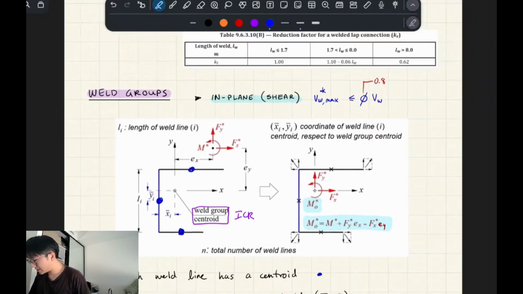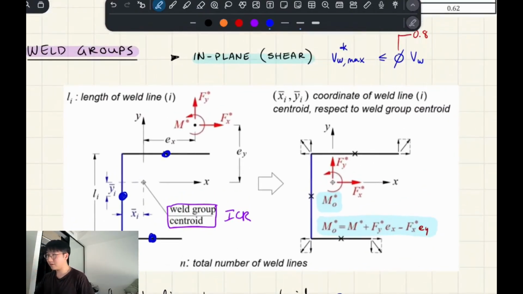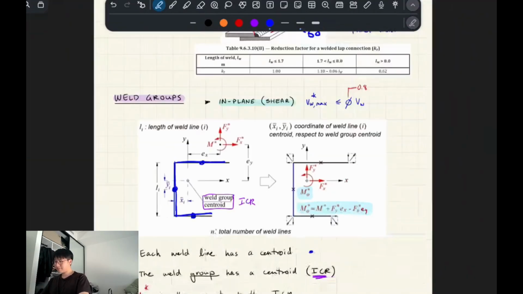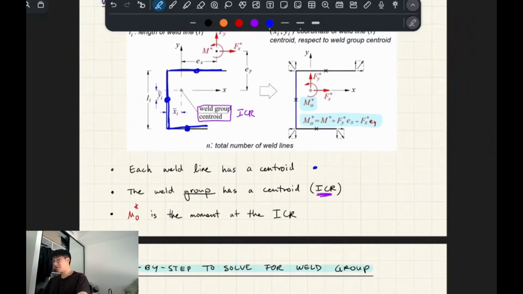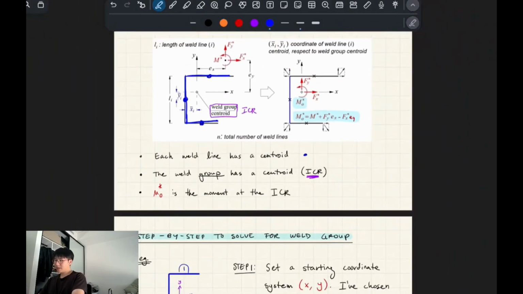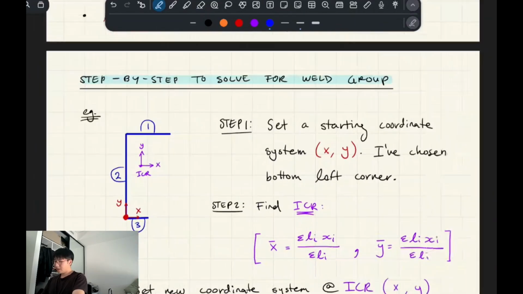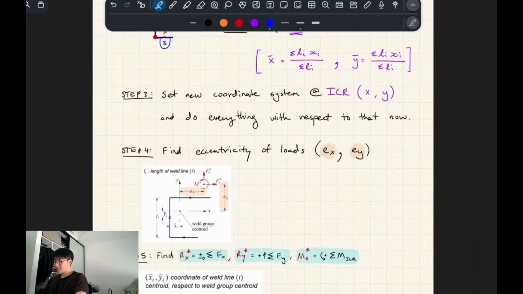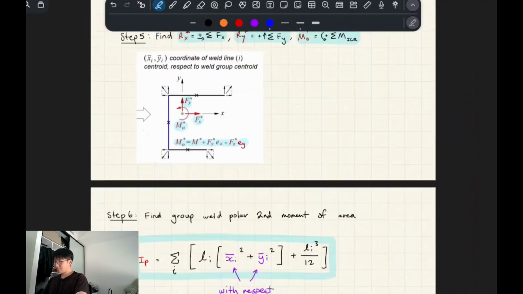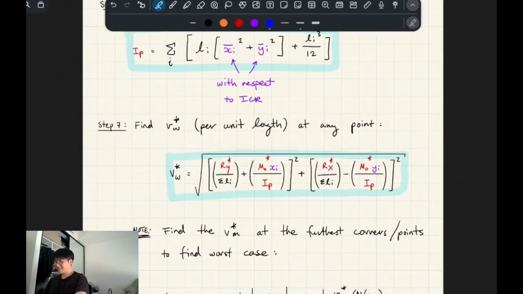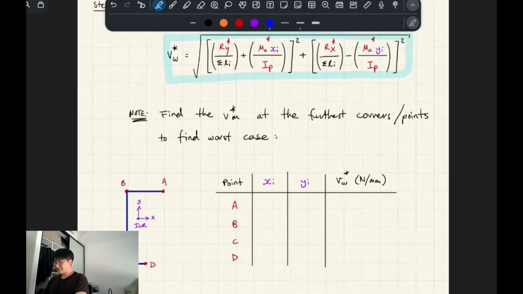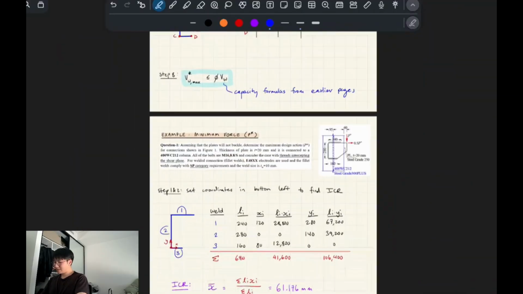Weld groups. It's similar to the bolt groups that you saw earlier, but you treat welds as one-dimensional lines, and you want to find the centroid of these one-dimensional lines, instead of bolts being zero-dimensional points in space. An ICR is the instantaneous center of rotation. Follow these formulas. Have fun coding all this. I've got examples so that you can just work through.